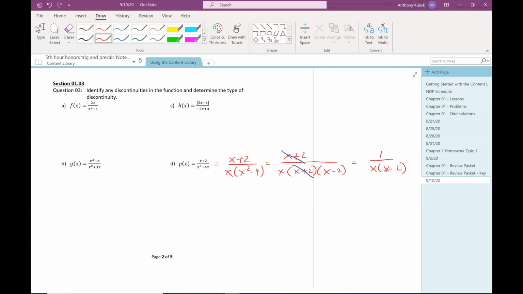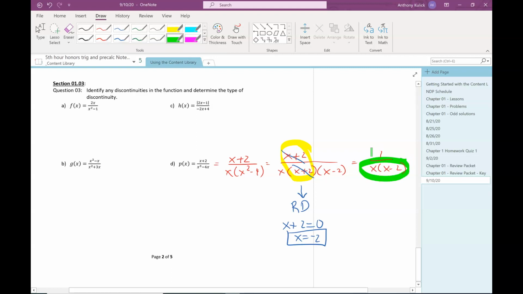Okay. So remembering from last year, when I have a rational function and I reduce out a factor completely from the denominator, like we did here, this causes a removable discontinuity. So I take the factor that I crossed out and set it equal to 0. So I have a removable discontinuity at x equals -2. Okay with that?